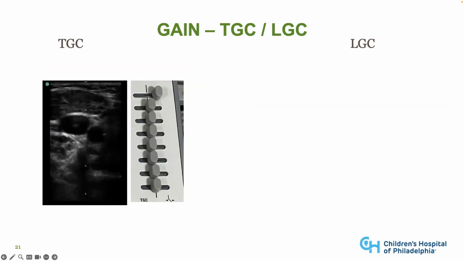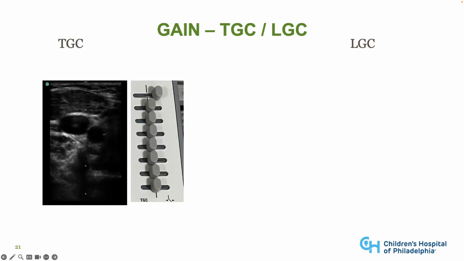So here's the time gain compensation. As you can see on this picture, we have that top slider all the way to the right, which makes the top of the picture a little bit brighter. So if you wanted to make that a little bit less bright, you just would move that top button over to the left. And let's say you were saying that the bottom is really dark.